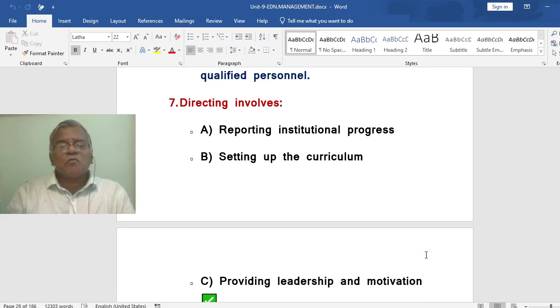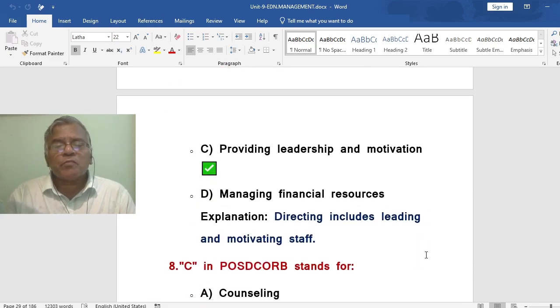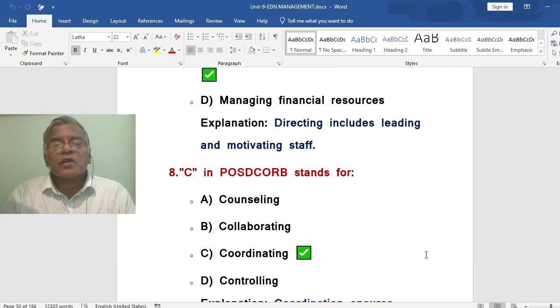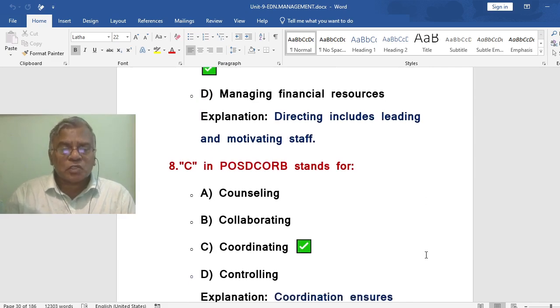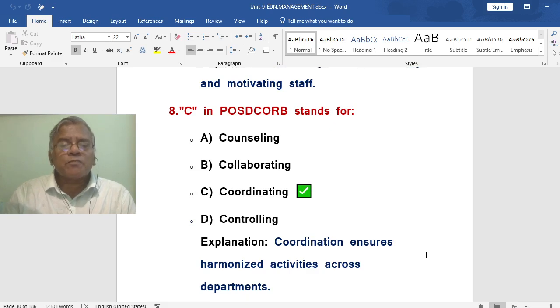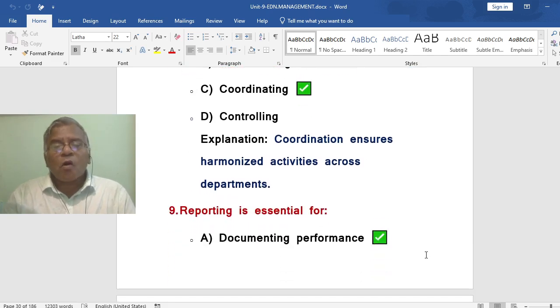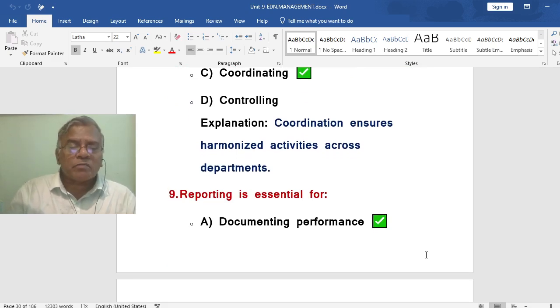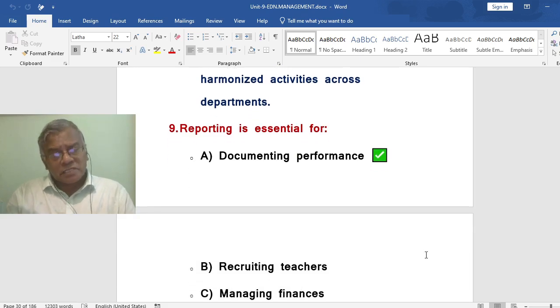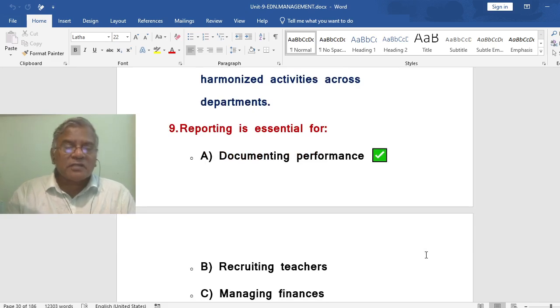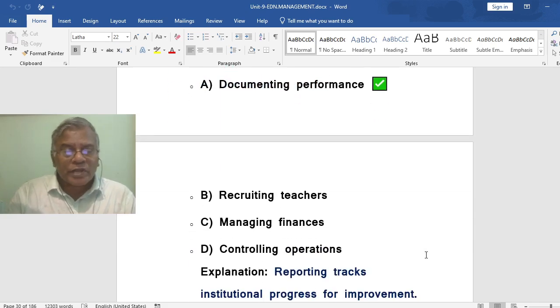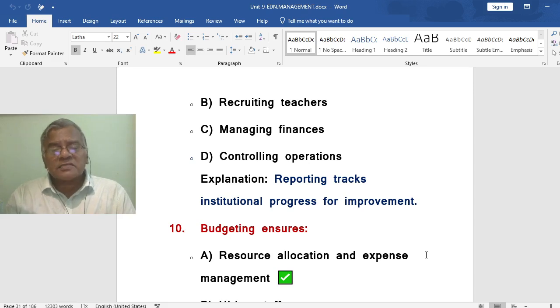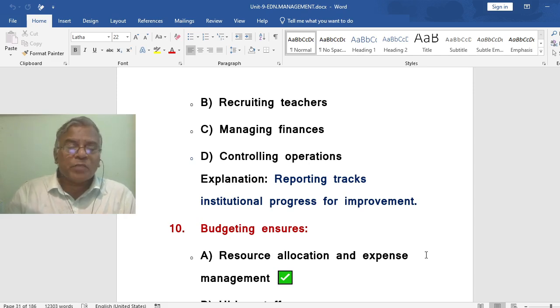Directing involves what? Providing leadership and motivation. Directing includes leading and motivating the staff. C in POSDCORB stands for coordinating. Coordination ensures harmonized activities across departments. Reporting is essential for what? Documenting performance. That is the function of reporting. So reporting tracks institutional progress for improvement.